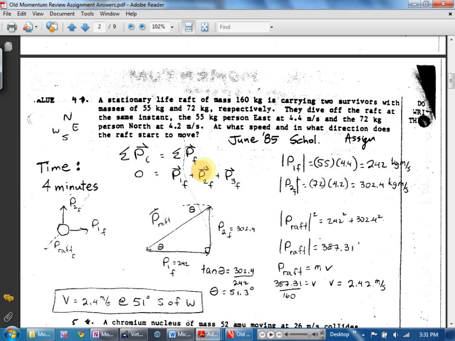How does zero show up in a vector triangle? A triangle that comes back to where it started from. So I drew a little picture here. Absolute value: I was using that when I first started teaching physics 12. That's the symbol for magnitude only. This was a right angle, straight Pythagoras, and they wanted the speed and the direction of the raft, so I knew the mass. Once I found the momentum, 387.31, I could divide by the mass. That gave me the velocity, and I used tangent to find the angle south of west.